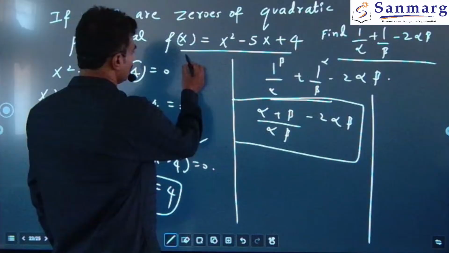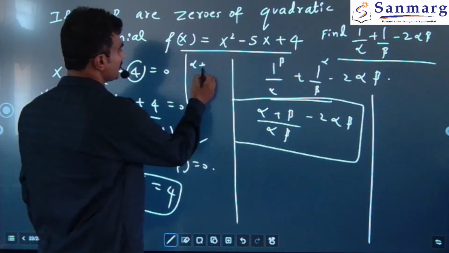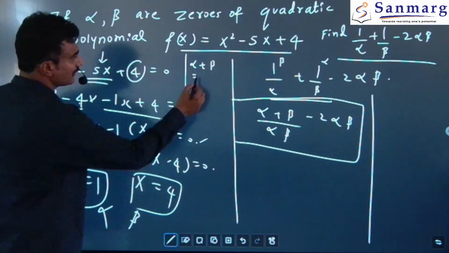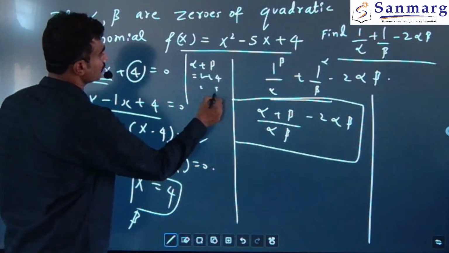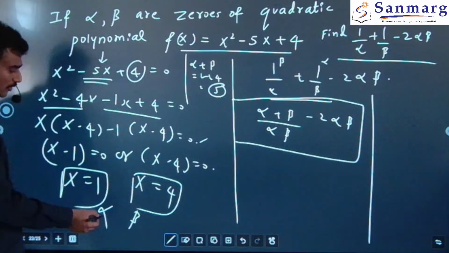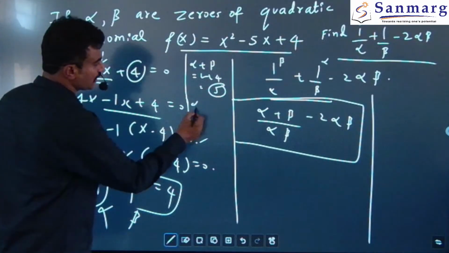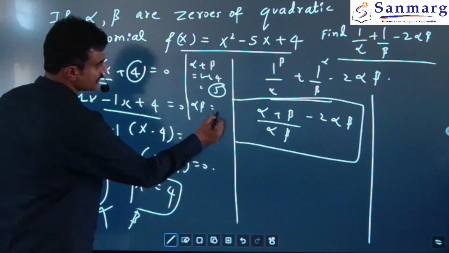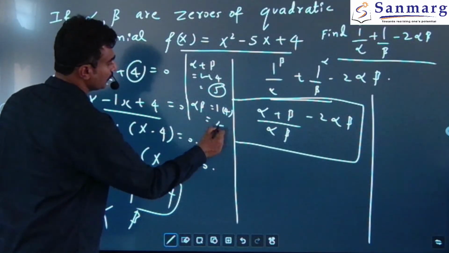So simple. What is alpha plus beta? Alpha is 1, beta is 4. Alpha plus beta is 1 plus 4, which is equal to 5. What is alpha into beta? Alpha into beta is multiplying the product, 1 into 4, that is 4.